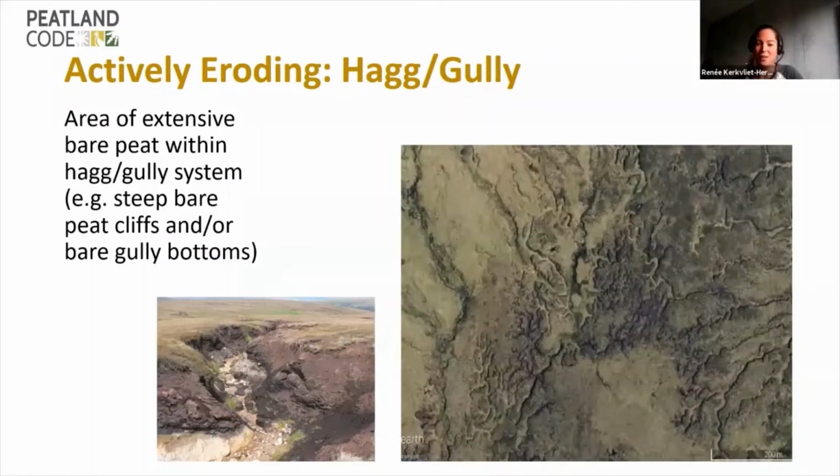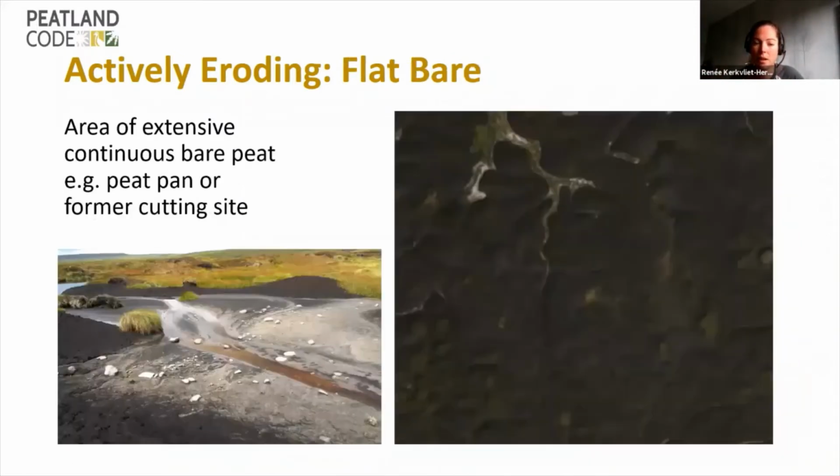So I've mentioned actively eroding. What does that actually look like when you look at your peatlands? These are examples of hags and gullies. On the left, that's a really quite deep draining gully with lots of bare peat on the side, and on the right is an aerial of a vast hag and gully system. Actively eroding flat bare is where you've got no actual vertical hags or gullies, but there's a lot of bare peat on a flat area, and those are some examples of how that looks.